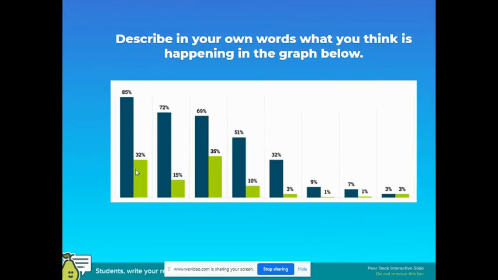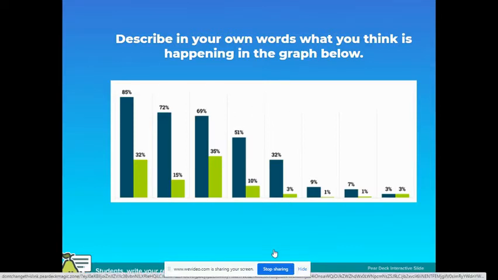Well, we can see some numbers, right? We see some data. We see some blue data, 85% and 32%. And these are together, 72 and 15%. So go ahead and make a guess. What's your best guess as to what's happening in this graph? What does this graph represent?